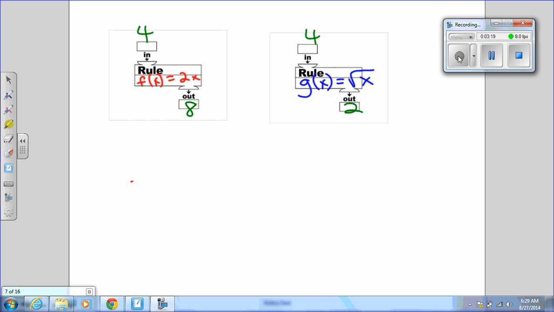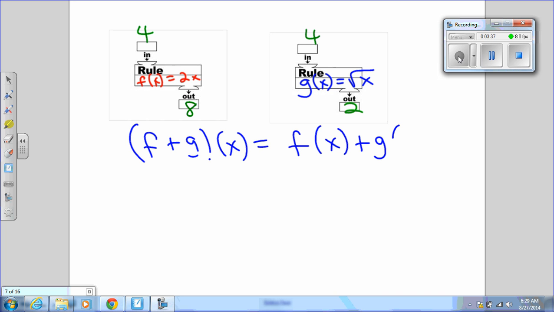So what we want to do here is think about adding these 2 machines together. It looks like this: f plus g of x, and I could write it as f of x plus g of x. Adding these 2 machines together is one way to make a new function.